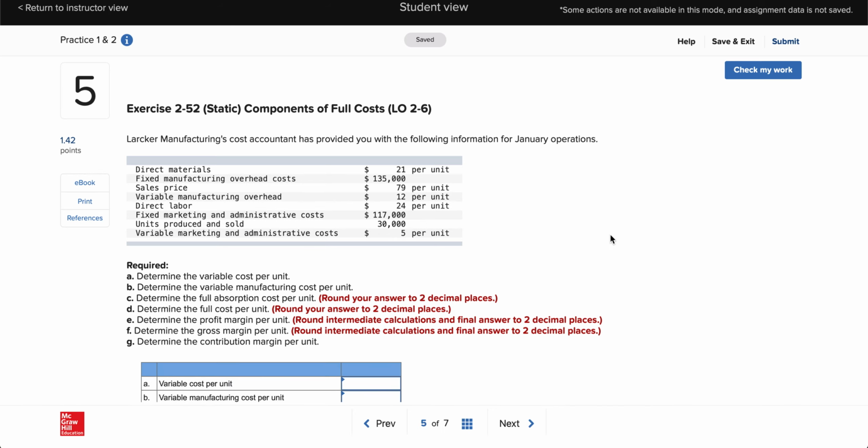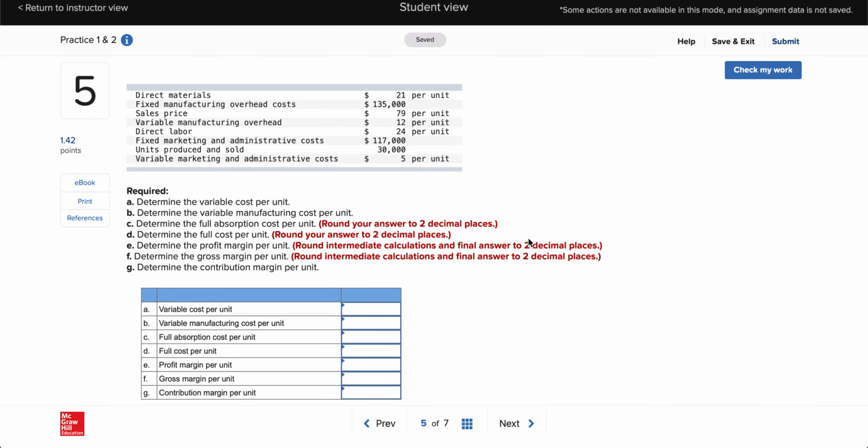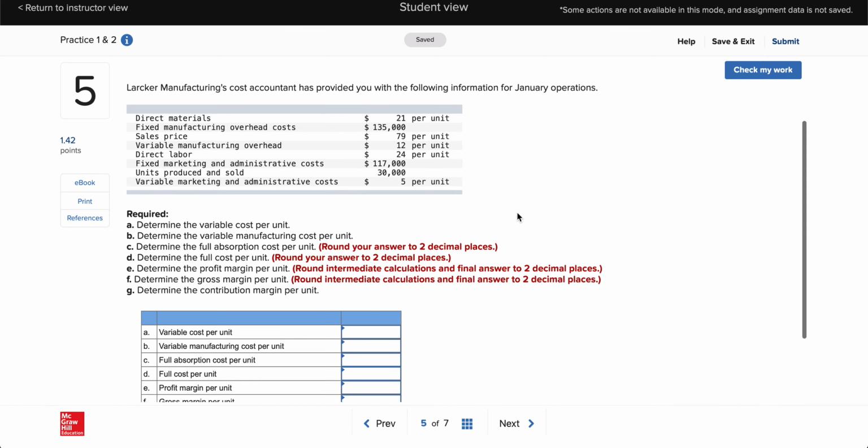Number 5 here is very basic to some of the things that we would have covered in a managerial accounting class. You're just being asked for some of the specific calculations that would have been in the first few chapters of that course. So the variable cost per unit, the variable manufacturing cost per unit, the full absorption cost, all of those things we're going to pull the numbers for.